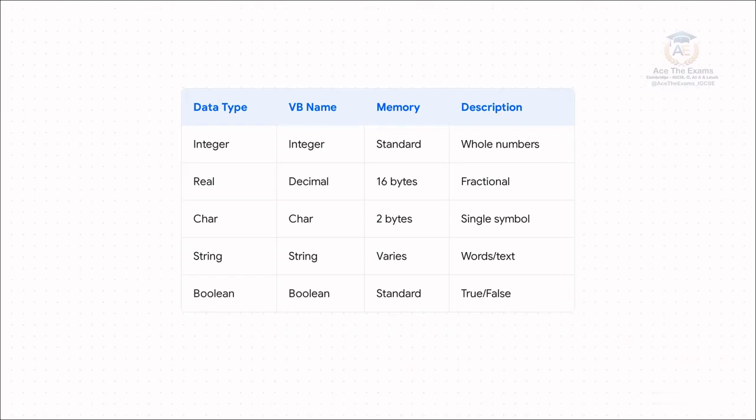Listen, the Cambridge mark scheme demands absolute precision when it comes to terminology. You might be super accustomed to using the term real to describe numbers with fractions, but Visual Basic explicitly requires the term decimal. You've got to memorize that distinction right now, because writing real on a VB-specific code question is just throwing marks away. And beyond just the names, you really need to grasp the memory footprints. This tells us how efficient our programs actually are. A standard integer takes up a very predictable small amount of space, but a decimal requires significantly more overhead.